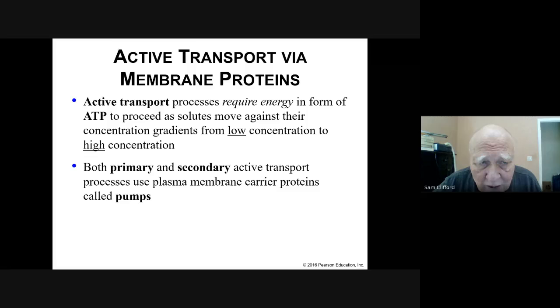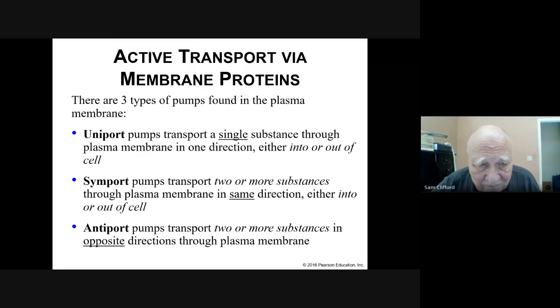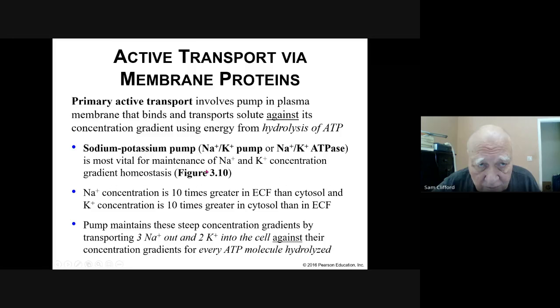Some processes require energy. That's active transport. There are special channels that pump material with energy into the cell from a low concentration to a high concentration. Just know there are 3 different types of pumps: uniport, symport, and antiport. I'm not going to emphasize that much. So one of the most important pumps is the sodium-potassium pump.